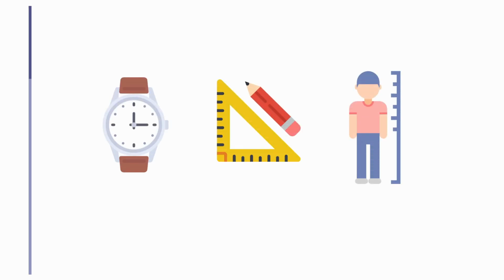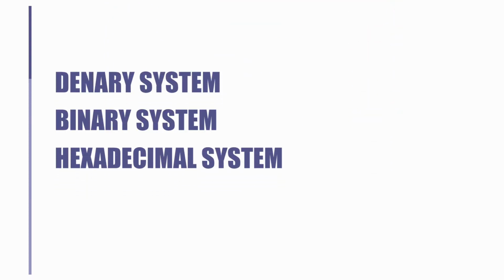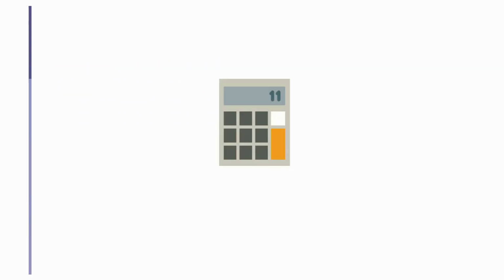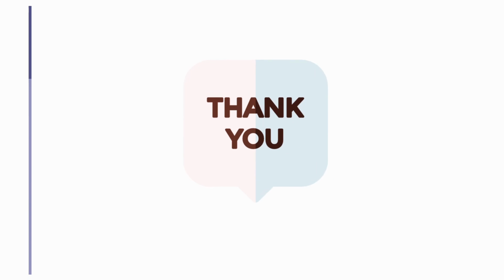In our daily life, we always come across different measuring units. Among them, we learned 3 different kinds of numeral systems: denary, binary, and hexadecimal systems, and also the conversion between these numeral systems. We hope now you know this topic, and thank you for watching this video.